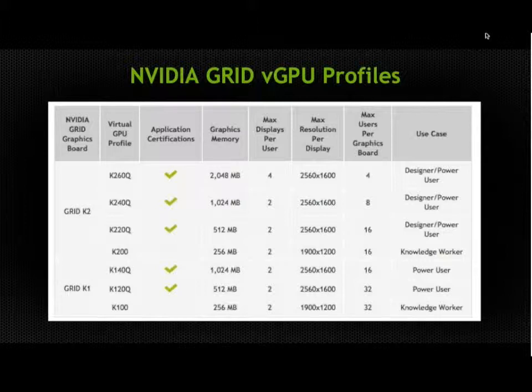You can only slice those up so many times. You can only pick one profile per GPU. So on a K2 card with 2 GPUs, I could pick, say, a K240Q for one of the GPUs, and I can pick a K260 as an example for the second GPU, but I can't blend them on any one of the GPUs. Hopefully that makes sense.